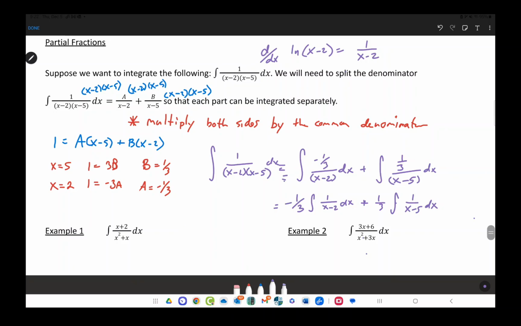So this becomes negative 1/3 natural log of x minus 2 plus 1/3 natural log of x minus 5. And then what can I not forget? Plus C.